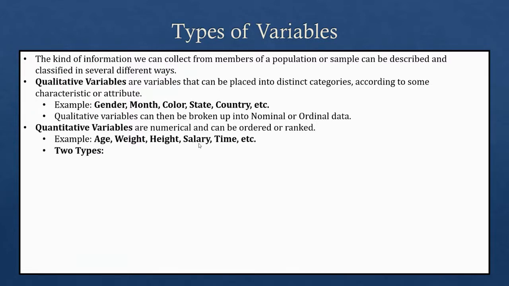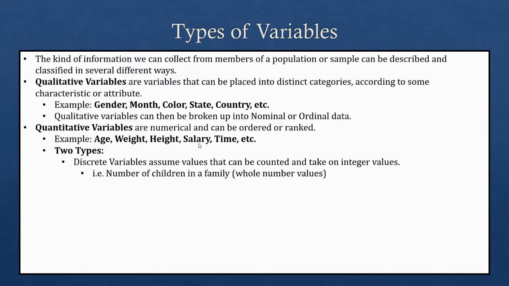There are two types of quantitative variables, and it depends on what kind of numbers we're working with. First, discrete variables assume values that can be counted, and they take on integer values. So there are gaps between the possible choices. For example, the number of children in a family: whole number values, or integer values. You can't have 2.5 kids.